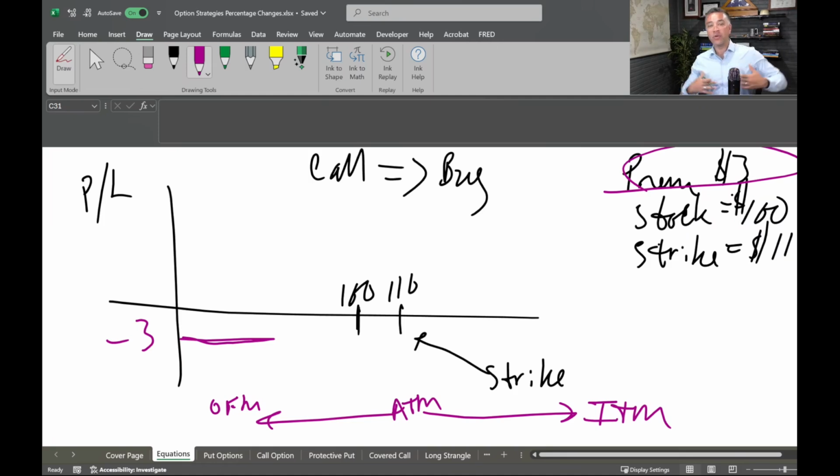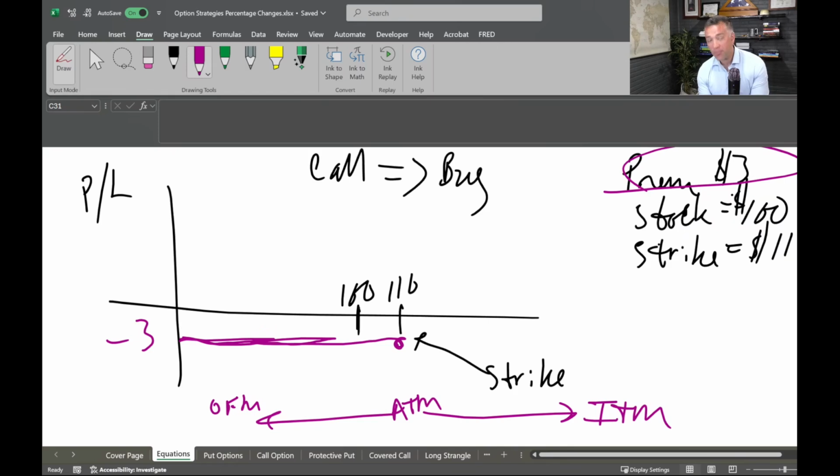So if we're out of the money, what's going on here is we have a contract, a right to buy. Well, it wouldn't make sense. If the stock price is $50, why would I buy it for 110? You would have a massive loss. So the buyer's just going to let it expire. So the buyer's just going to be down the -$3. So that's their profit loss.